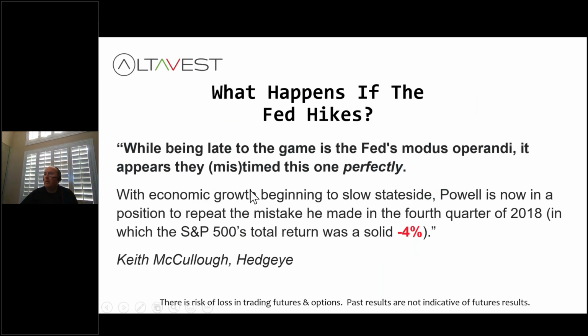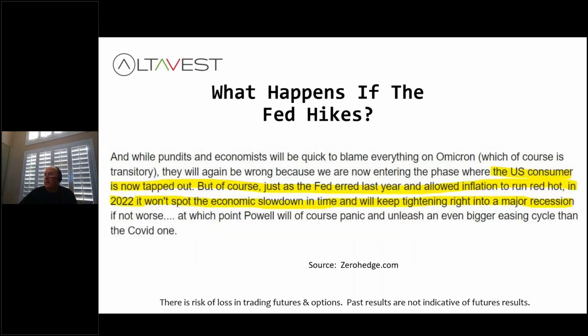But what happens if the Fed hikes? This is a good quote here. Being late to the game is the Fed's MO. They mistimed this one perfectly. Economic growth is beginning to slow stateside. Powell is now in a position to repeat the mistake he made in Q4 of 2018, in which the S&P's total return was negative 4%. So basically they're hiking rates into a slowing economy. And it says here the US consumer is tapped out. The Fed erred last year, allowed inflation to run red hot, but in 2022 it won't spot the economic slowdown in time, and it will keep tightening right into a major recession.